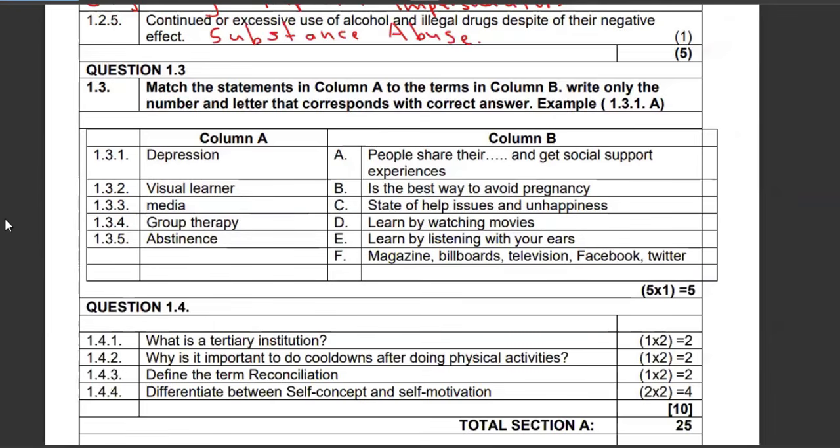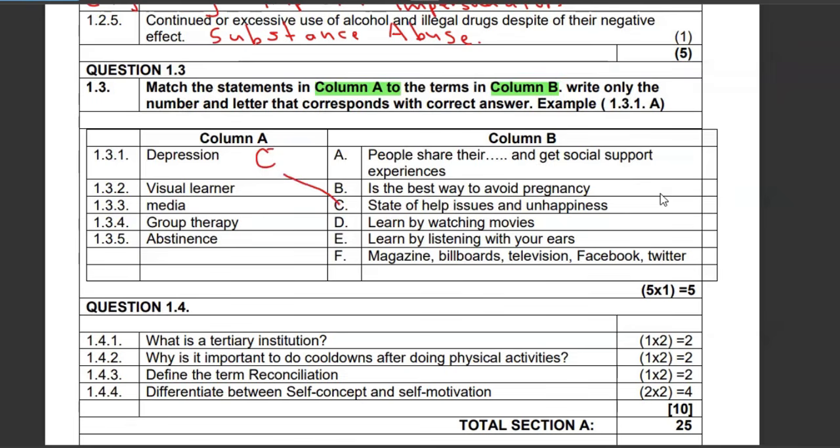Then the instruction for the next question reads, match the statements in column A to the terms in column B. Write only the number and the letter that correspond with the correct answer. So the first one is depression. When you're looking at depression, we need to find a correct term which matches depression. So depression can be matched to the letter C. It is basically a state of health issues and unhappiness. So the correct letter for depression will be the letter C.